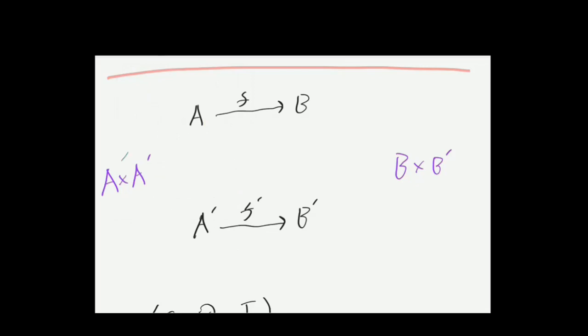Well, let's just think about this. We know we're going to have these projection arrows, so pi1 from a times a dash to a, and pi2 from a times a dash to a dash.